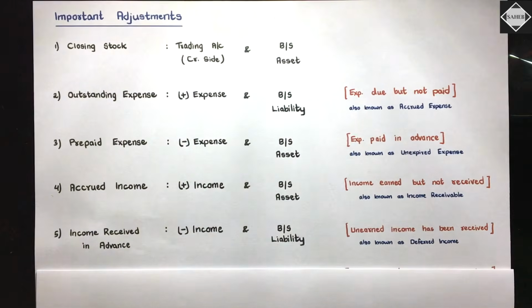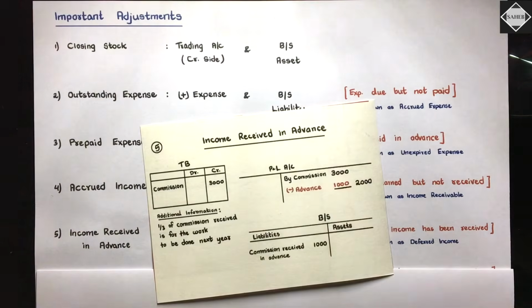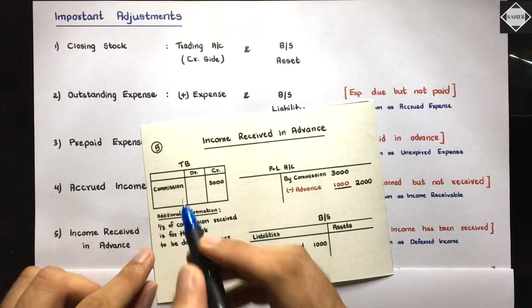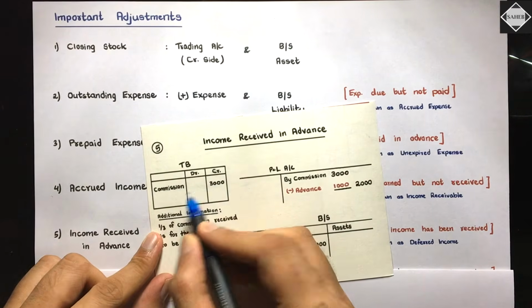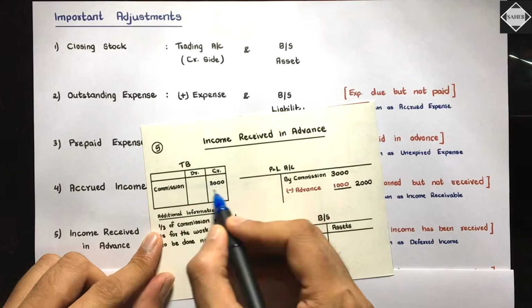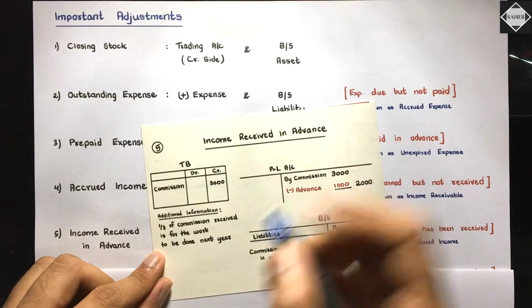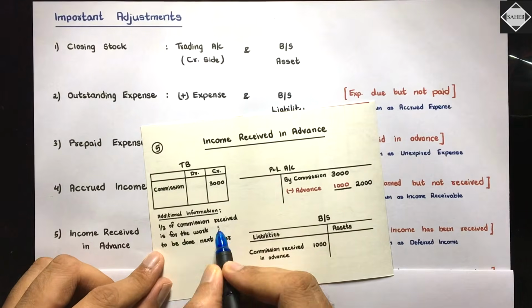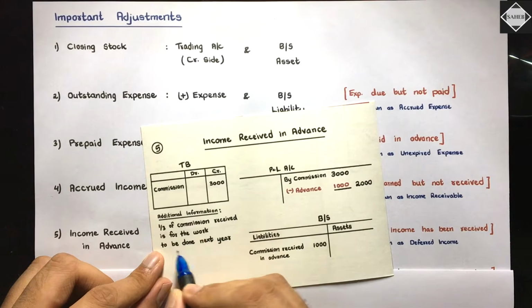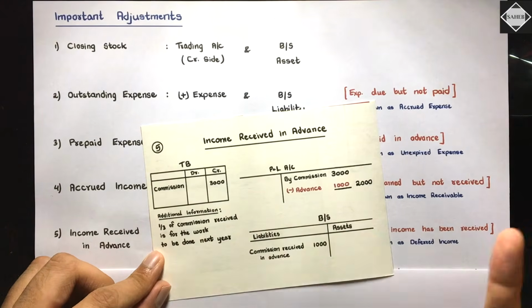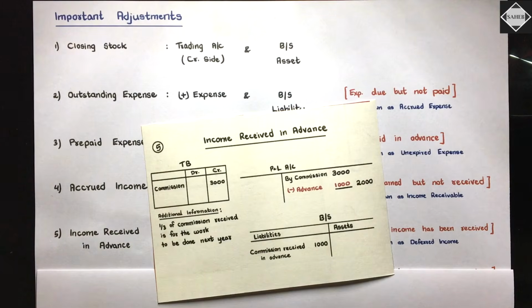For example, see here, in the trial balance, we have a commission of 3,000. Commission is an income, and it is given in the credit balance column. In the additional information, they are saying 1/3 of commission received is for the work to be done next year. So what has happened? We have received commission of 3,000 from a customer.